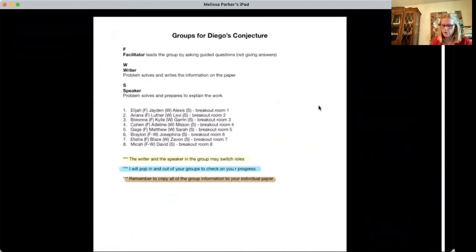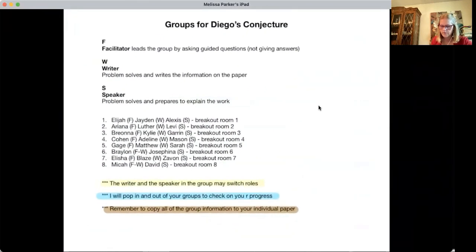Okay, now I'm going to put you in groups. You'll see that you have your group roles listed here. You'll see which breakout room you're supposed to go into, and you'll see some further instructions at the bottom. You'll have 8 minutes. I will pop in and out of your rooms to check on your work and your progress as you go through this.